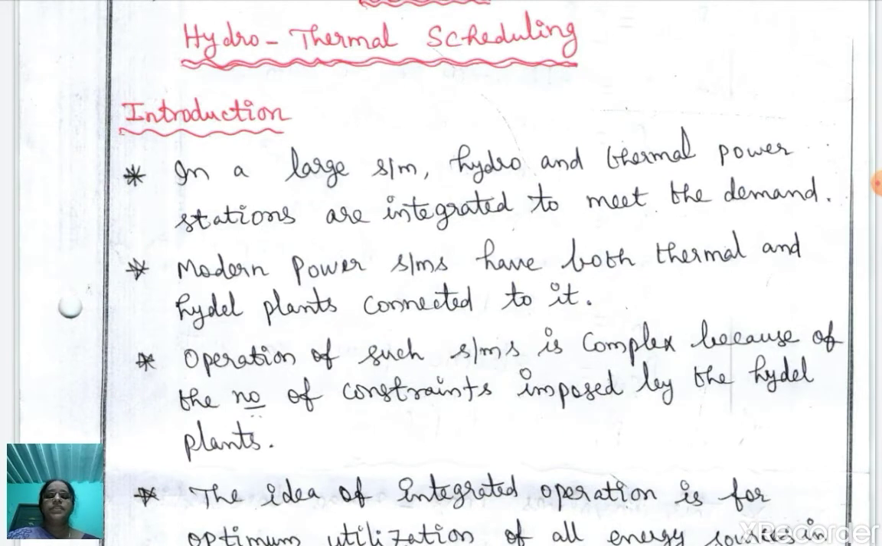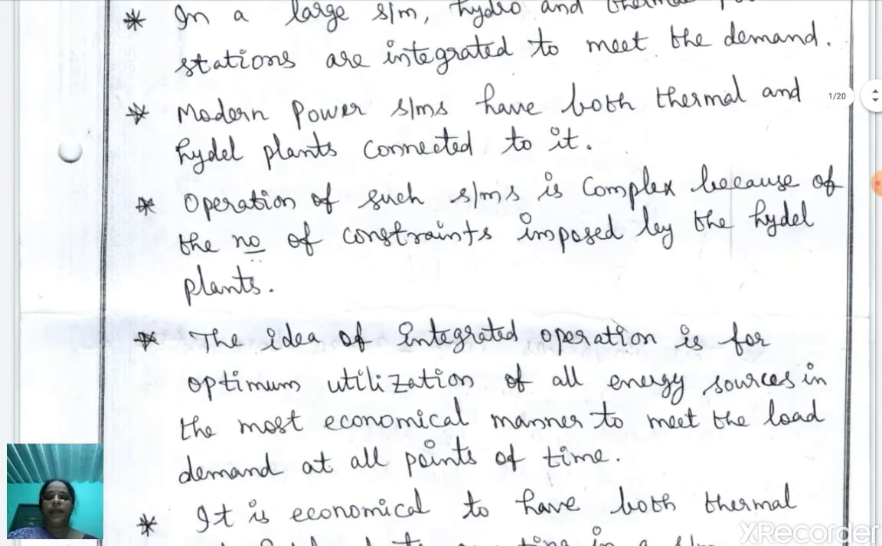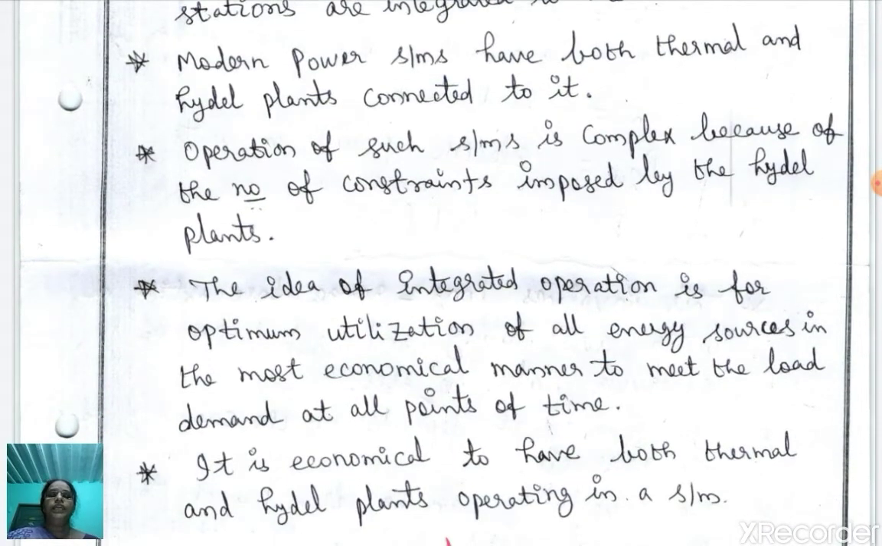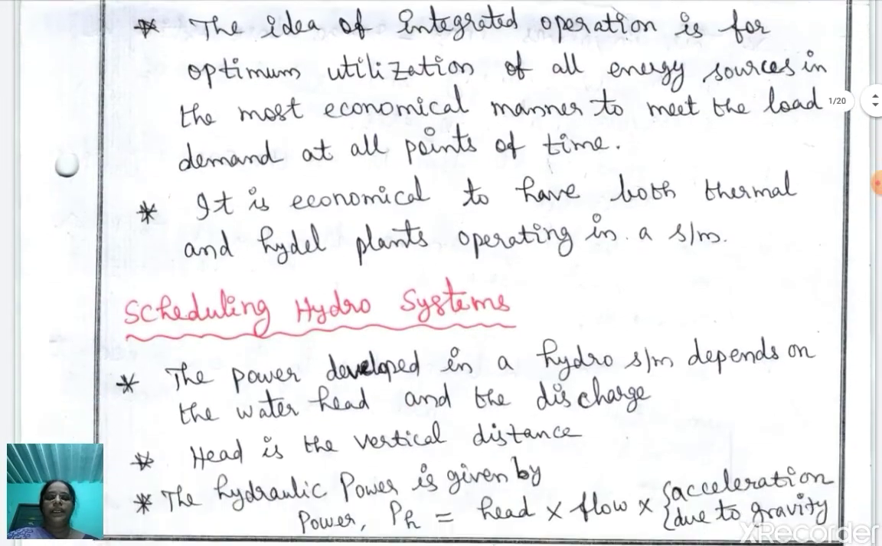Operation of such a system is complex because of the number of constraints imposed by the hydel power plants. The idea of integrated operation is for optimum utilization of all energy sources in the most economical manner to meet the load demand at all points of time. It is economical to have both thermal and hydel power plants operating in a system.